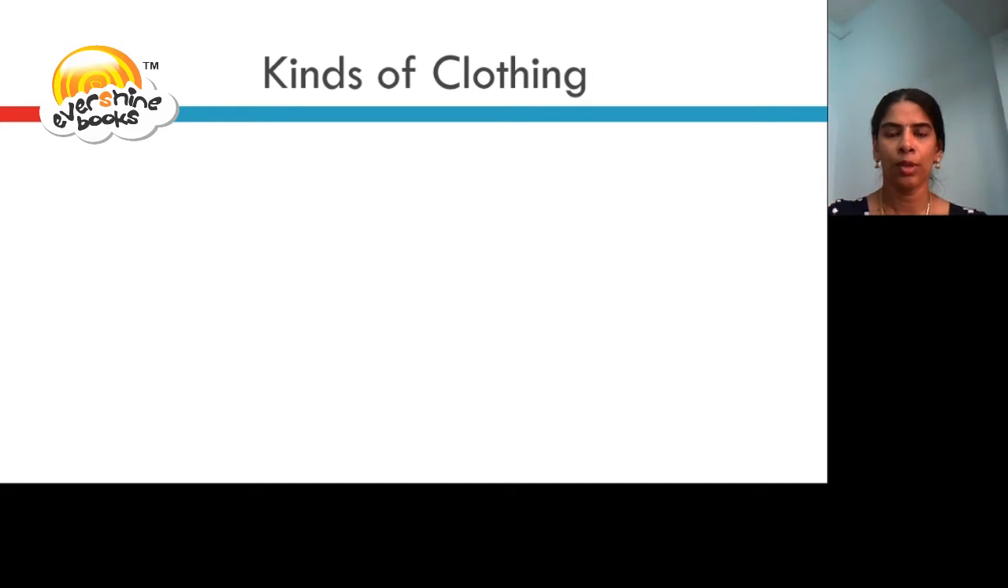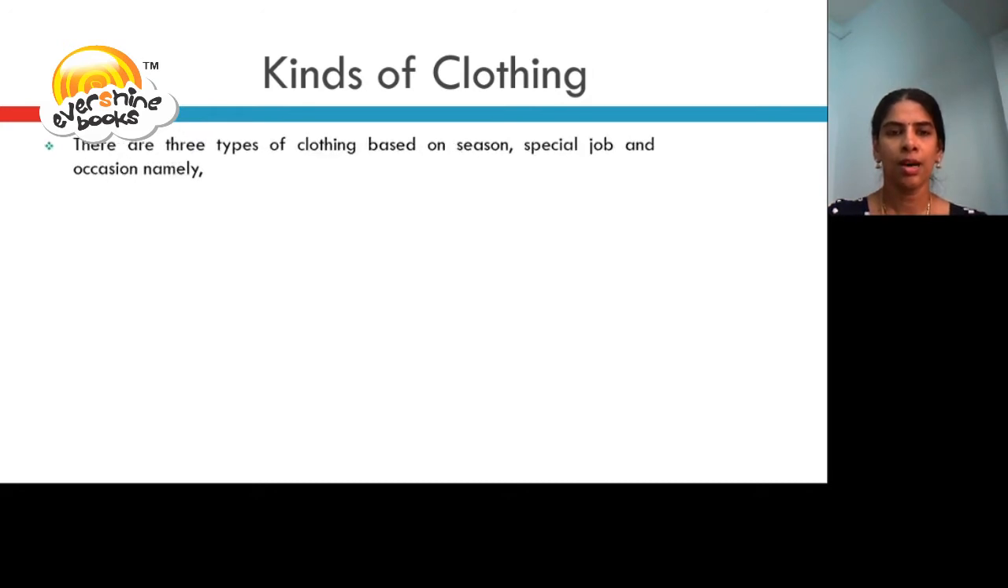Different kinds of clothing. There are three types of clothing based on seasons, special jobs and occasions, namely protective clothing, uniform clothing, decorative clothing. Protective clothing is based on the seasons. Uniform clothing is based on special jobs. Decorative clothing is based on different occasions.